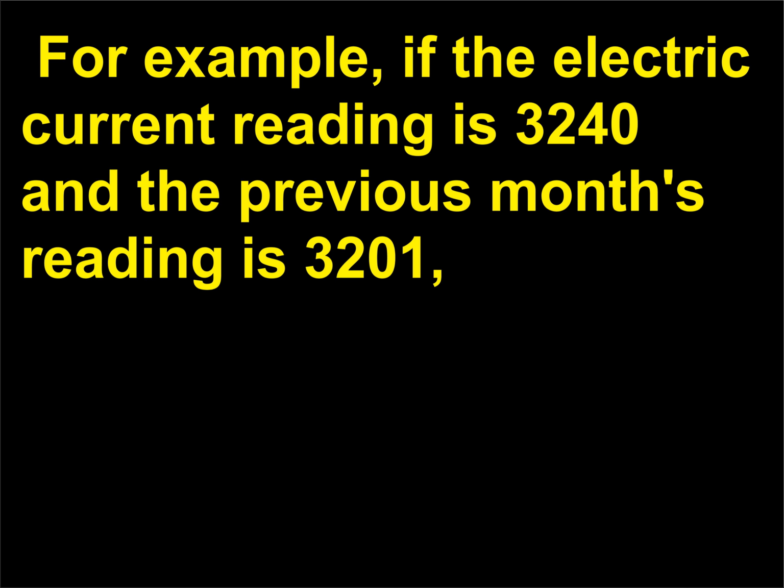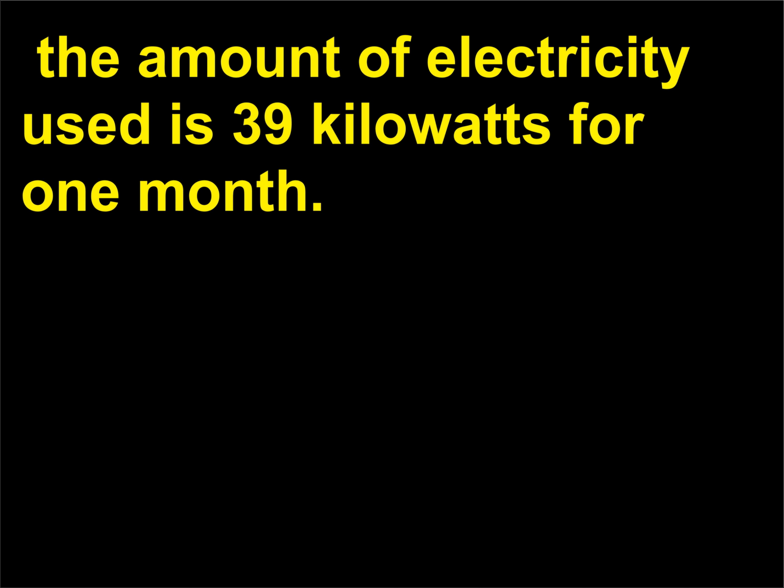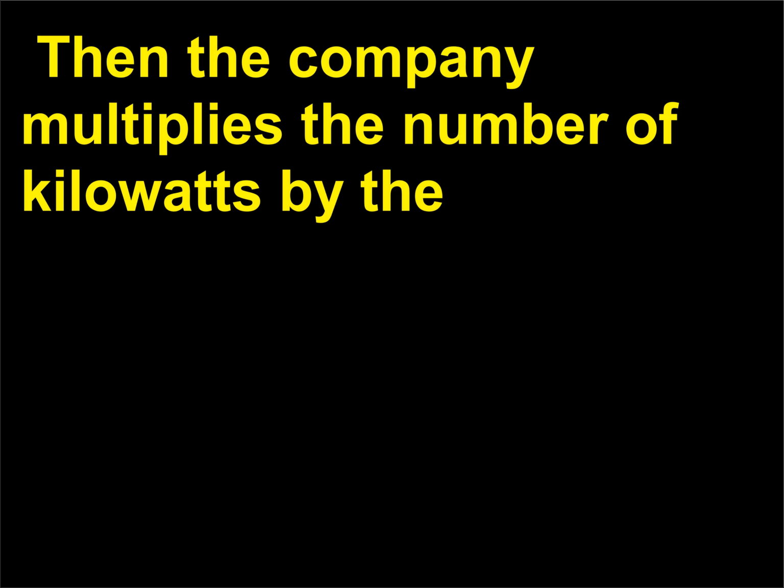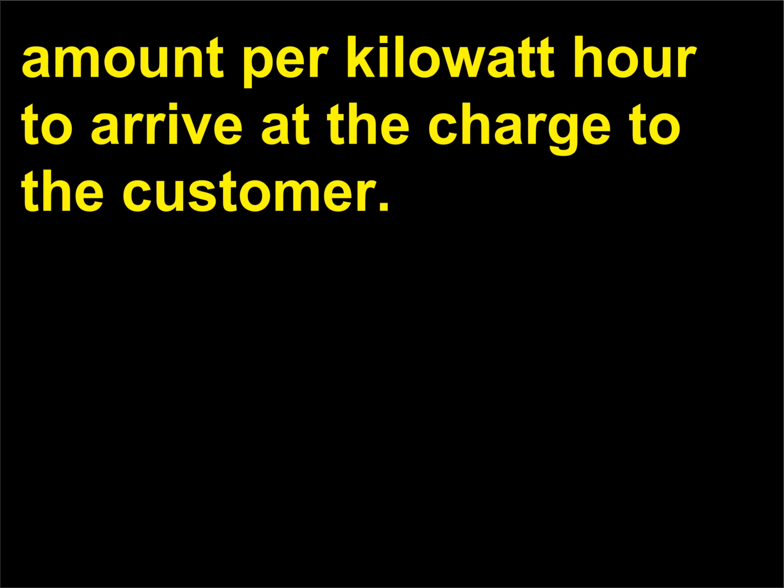For example, if the electric current reading is 3,240 and the previous month's reading is 3,201, the amount of electricity used is 39 kilowatts for one month. Then the company multiplies the number of kilowatts by the amount per kilowatt hour to arrive at the charge to the customer.